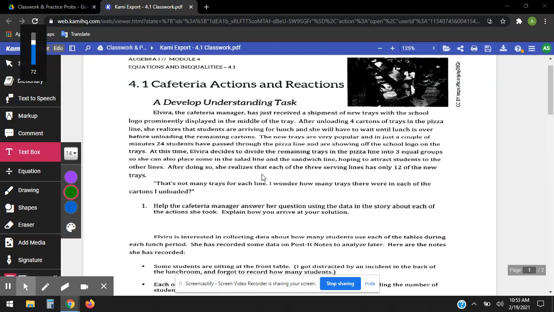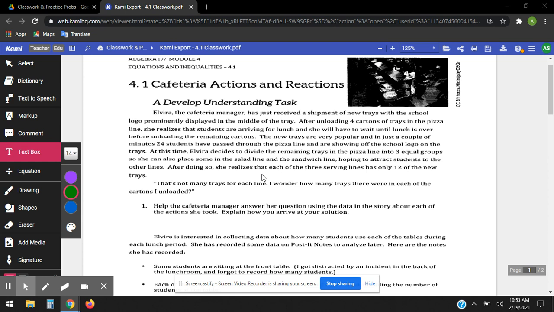Hi, this is Algebra 1's Module 4, Lesson 1, Cafeteria Actions and Reactions. We have Elvira, who's a cafeteria manager, and she's just received a shipment of new trays with the school logo prominently displayed in the middle of the tray.